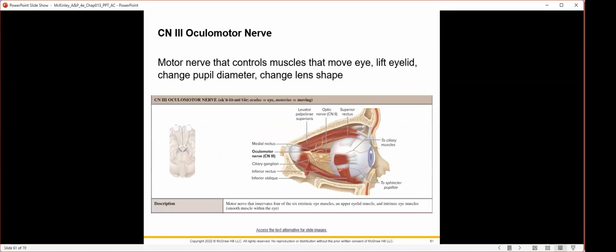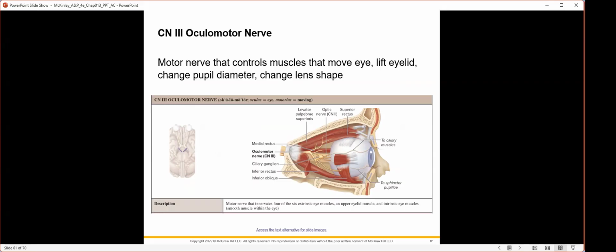We're going to start getting into those nerves that sit around the brain stem. The first one is cranial nerve number 3, which is your oculomotor nerve. Think about that word, oculomotor. Oculo meaning eye, motor meaning muscle movement. And so this is one of those nerves that innervates control of muscles to move the eye, lift the eyelid, and change the lens shape.